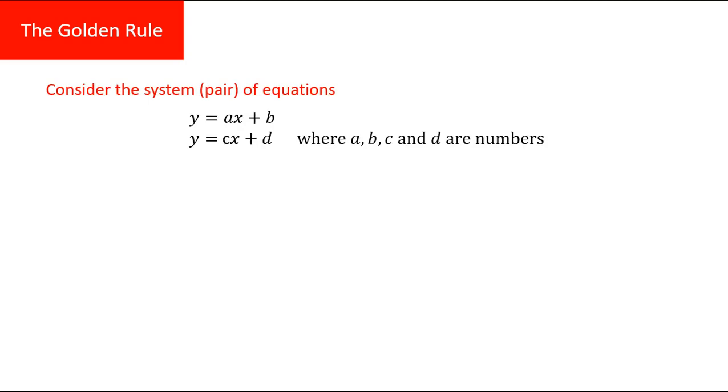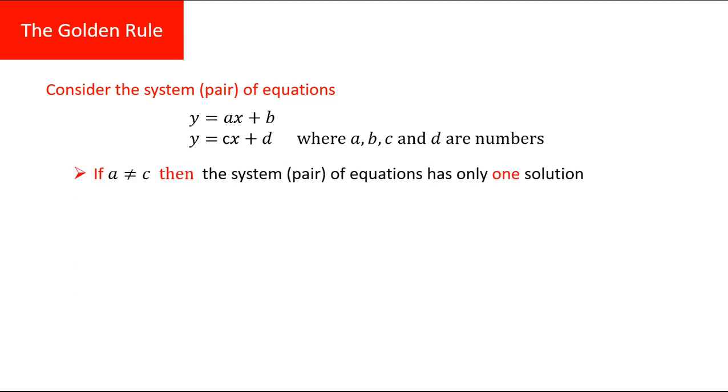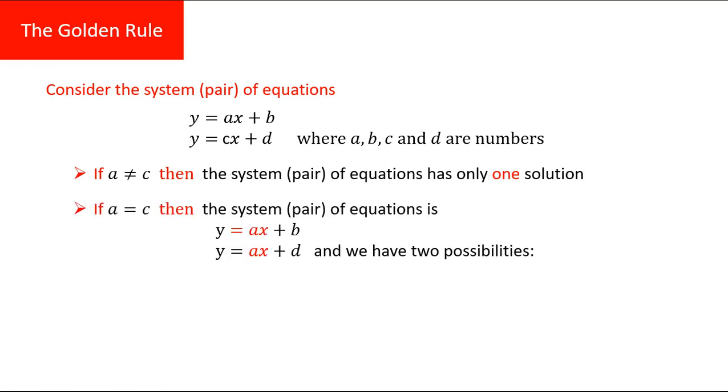Okay, consider the system, pair of equations y equals ax plus b and y equals cx plus d, where a, b, c, and d are numbers. Now, if a is different than c, the system will have one solution. If a is equal to c, then you have two options. First, the system will look like this.